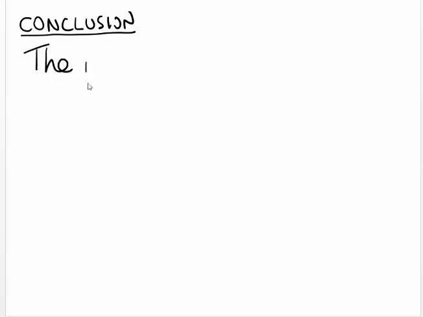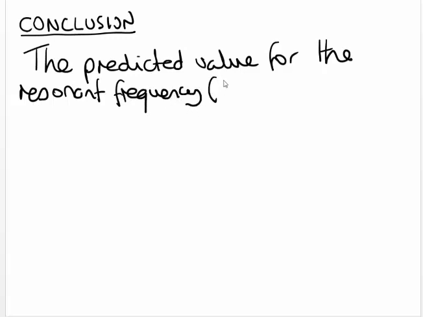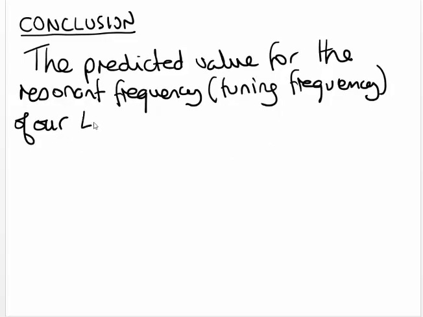And then this last little thing is the conclusion. Always make a conclusion to the point. If you've got any discussion, put it in a discussion section. So the predicted value for the resonant frequency, if you like, tuning frequency, I'm trying to get to use both words, of our LRC network was, and I've forgotten, so I'm going to look back, 41.3 hertz.